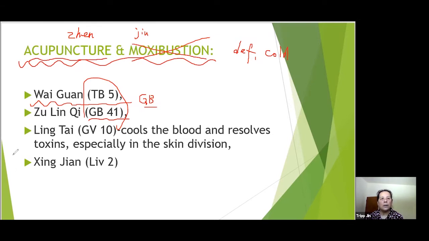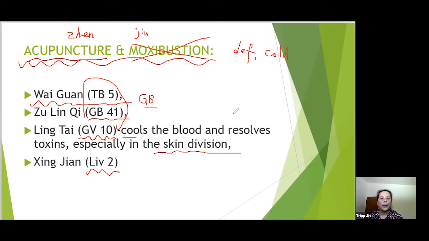And also we use the second point, which can cool blood and relieve toxins, especially for skin disorders, especially when patients have shingles in the chest area. We can think about this one here. Gluten is pretty good, and the liver too, to clear heat from the liver.